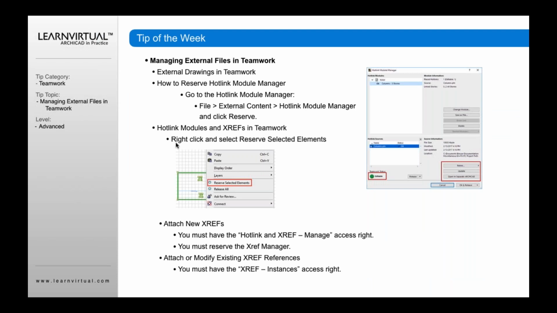You can also reserve elements, that is, hotlink modules and XREFs in Teamwork, by right-clicking and selecting Reserve Selected Elements. So you basically can go into your plan view or any view, select a module or XREF element, and say reserve selected elements by right-clicking those.